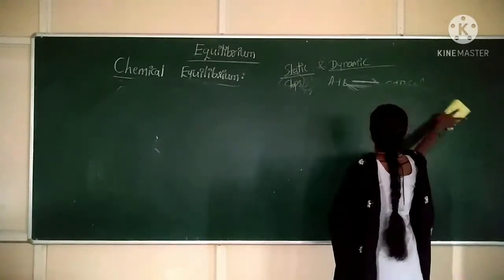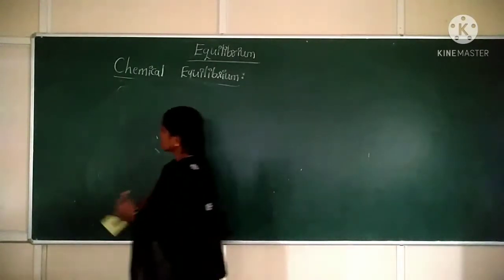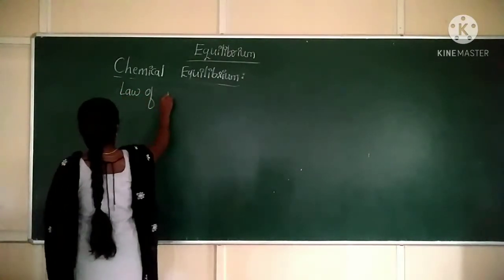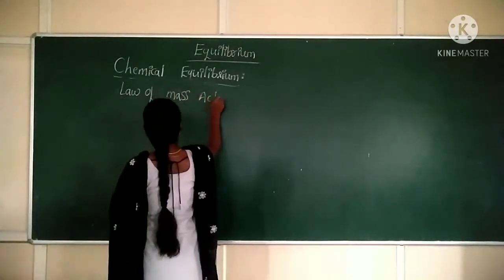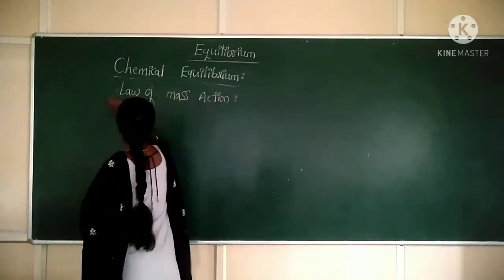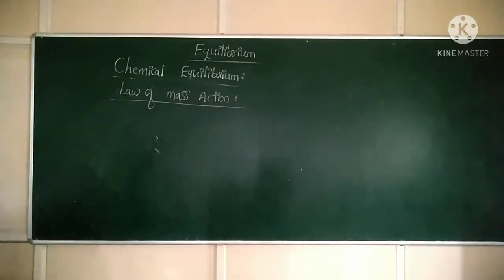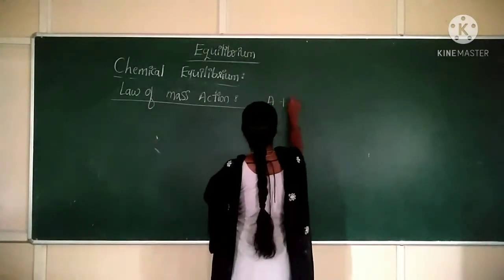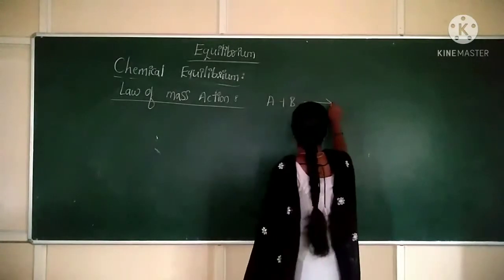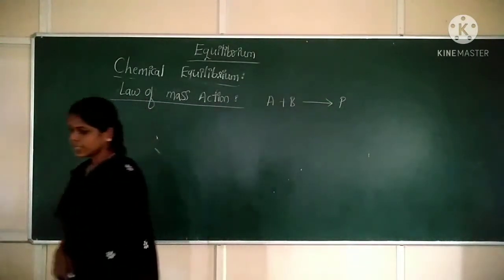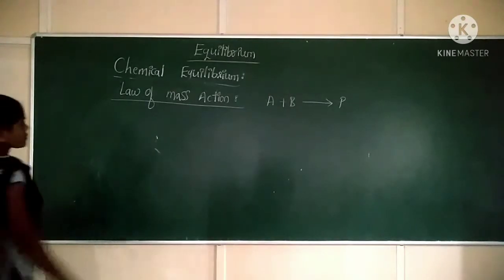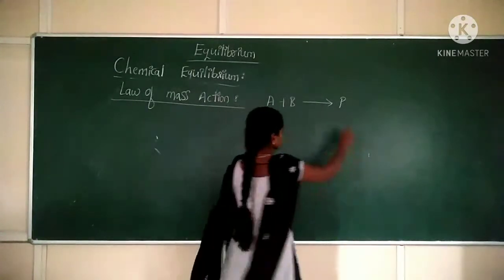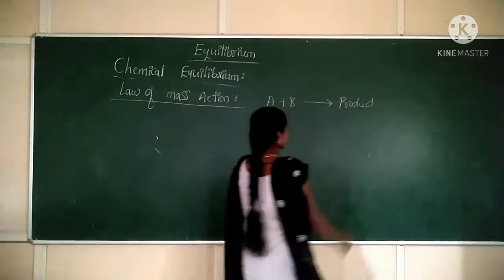Next, law of mass action. Next concept, law of mass action. What is the law of mass action? The law of mass action can be defined as follows. Consider a reaction, for example, where A and B are the reactants and form a what? Product. A and B are the reactants and it forms a product. Consider a general reaction.